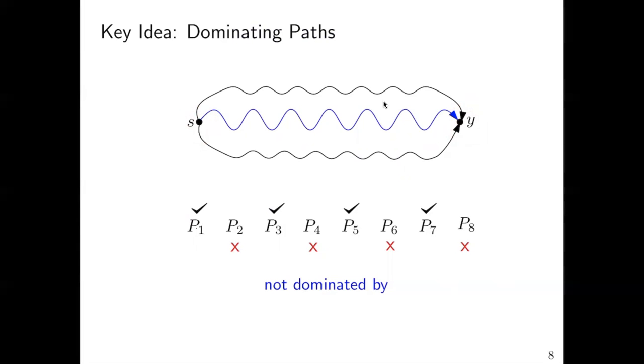So what do we mean by dominating paths? A path is said to be a dominating path if this particular path is not dominated by any other path. Such kinds of paths we are interested in, and these paths will be enough to get the results.